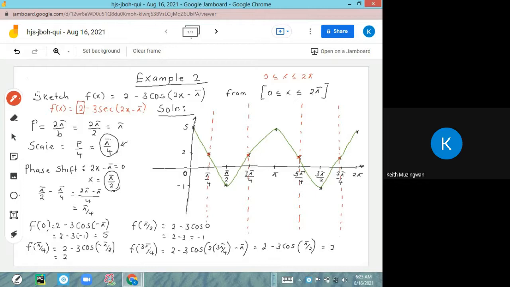And then we haven't changed the agreement. When it faces up, ours is to take it down. So it's facing down, we take it up. And we call it the f of x. So this guy in red is the f of x is equal to 2 minus 3 sec 2x minus pi.